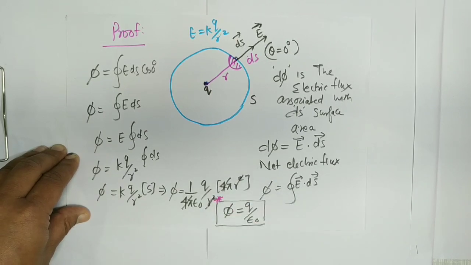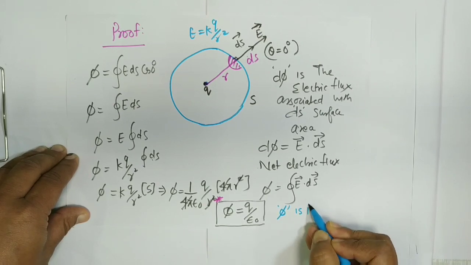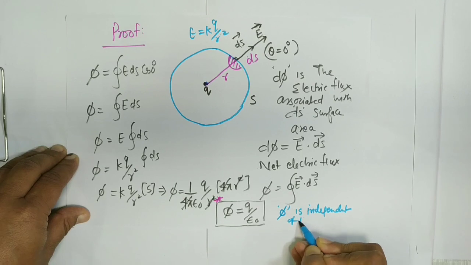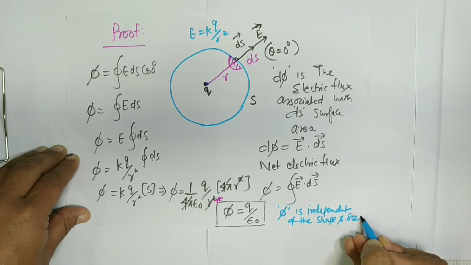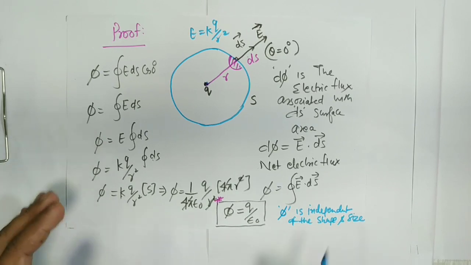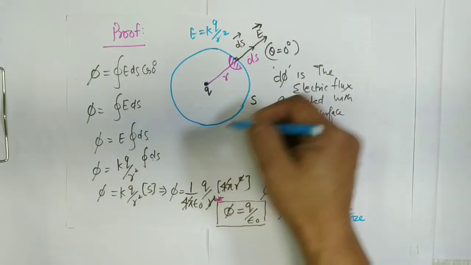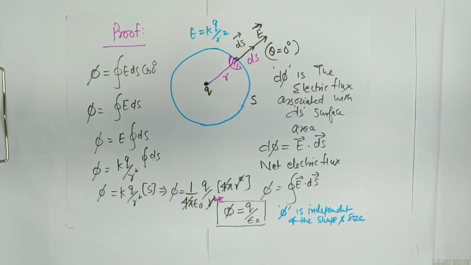This is a very important theorem. Phi is independent of the shape and size. See here, phi is simply q by epsilon naught. So this means that for the charge enclosed inside the surface, the flux is q by epsilon naught.